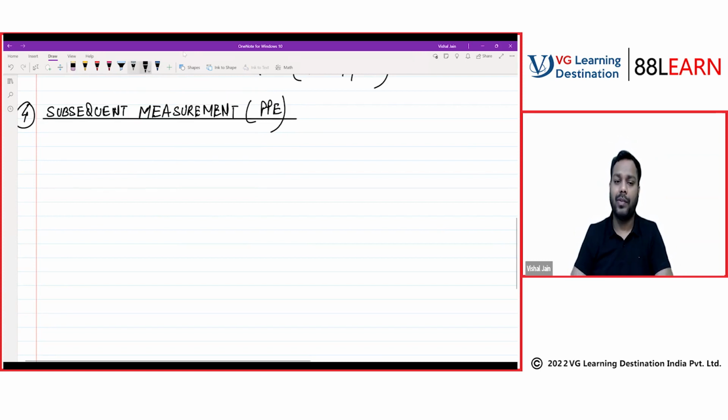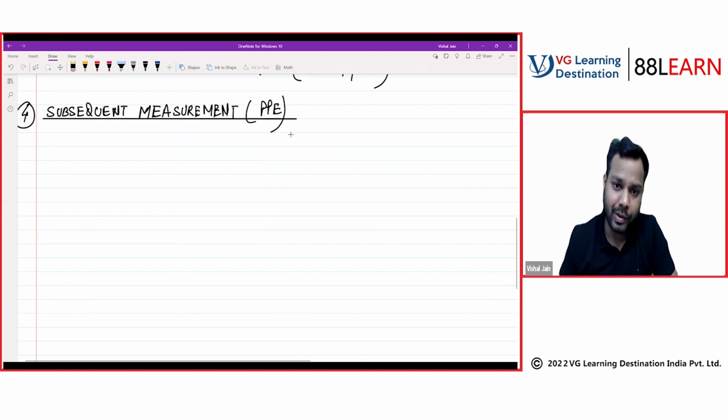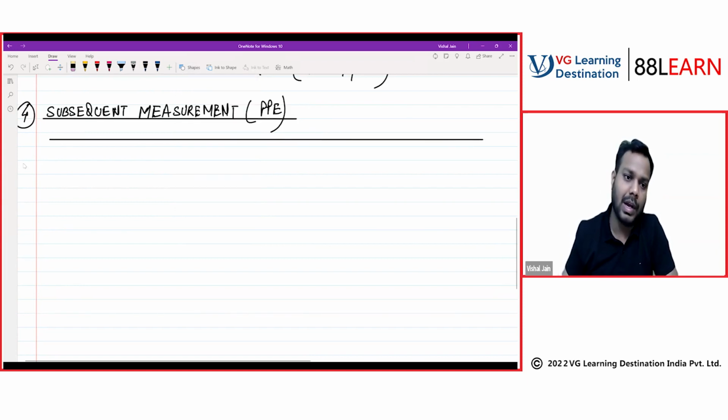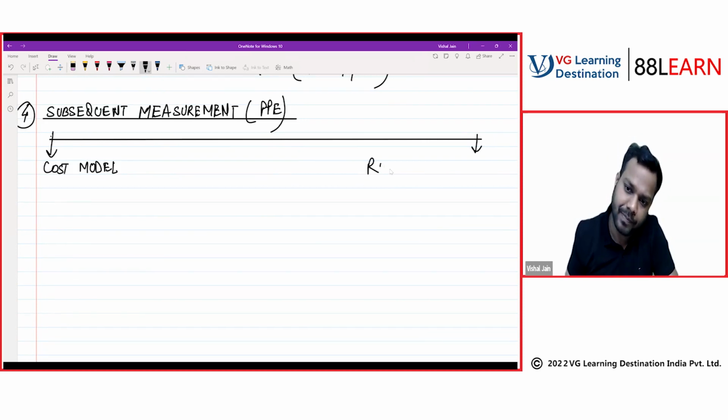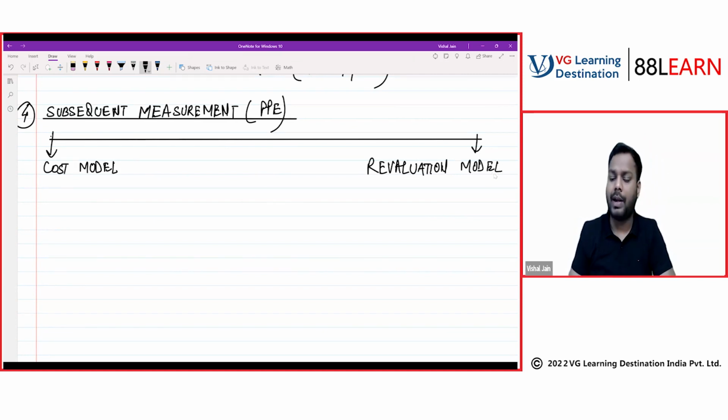Now, for subsequent measurement, that can be done in 2 ways. Our standard says there are 2 ways of measuring it. First is cost model. Another is revaluation model. Cost model and revaluation model. Now, what is the meaning of this?